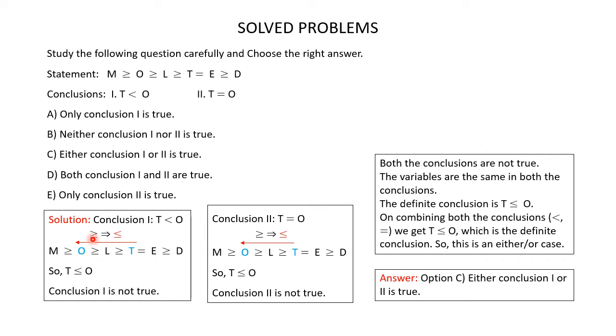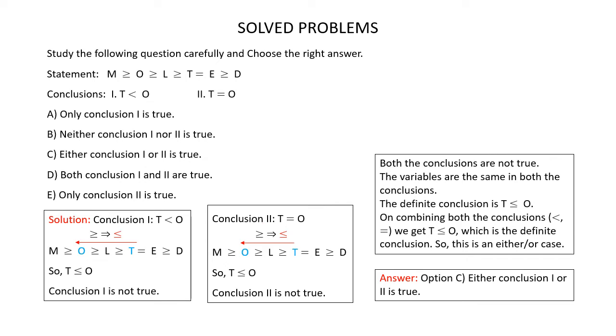So you have the symbol ≥ here. But since we have moved in the backward direction, the symbol ≥ flips to become ≤. So the relationship between T and O is T ≤ O. So the definite conclusion is T ≤ O. Now conclusion 1 is T < O. This is not the same as the definite conclusion. So conclusion 1 is not true.